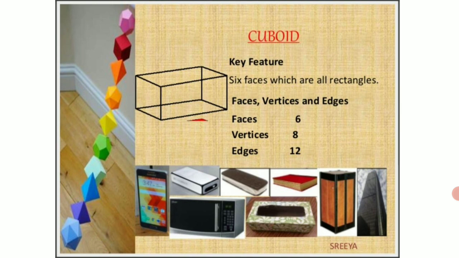Now let us come to a cuboid. A cuboid has six faces which are all rectangles, and a cuboid has six faces, 8 vertices and 12 edges, and even a cube has six faces, 8 vertices and 12 edges. Here, children, a few examples like a TV, your almirah, a duster, a mobile. These are all examples of a cuboid, whereas a sugar cube, an ice cube, a dice, these are all examples of a cube.